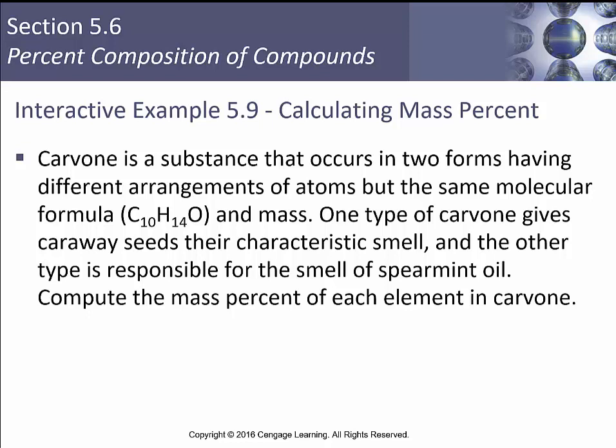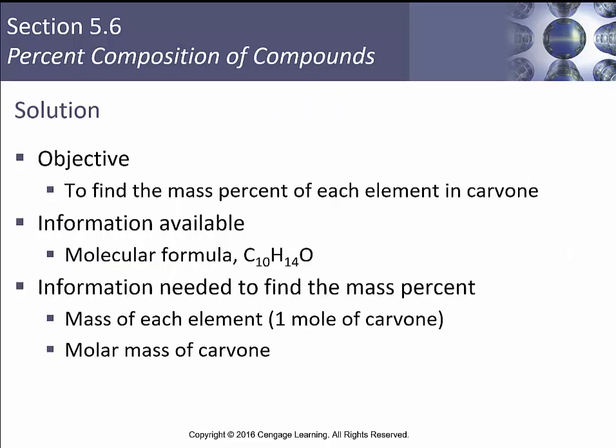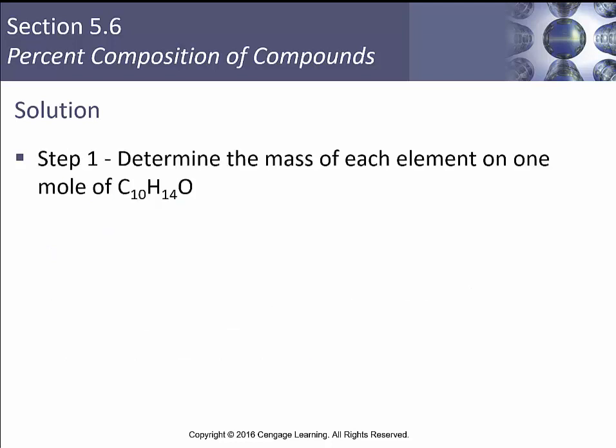But we're going to compute the mass of each element in carvone. So our objective, we're going to find the mass percent, that's where we're going to stop, of each element. Our molecular formula was made available to us in the form of C10H14O. In order to find the mass percent, we're going to find the mass of each element in 1 mole, and then we're going to find the molar mass of the carvone. So determine the mass of each element in 1 mole.